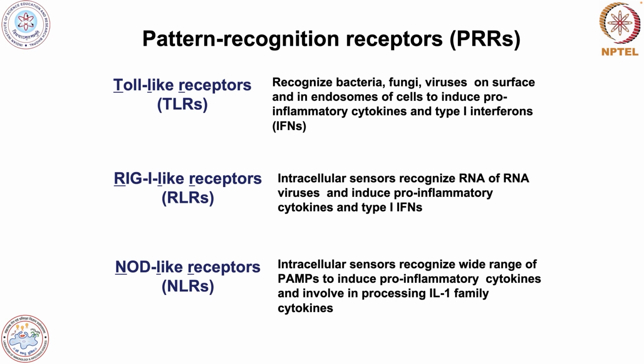the cell upon sensing of some microbial PAMP. PAMP is basically pathogen associated molecular pattern. So upon sensing, these sensors basically induce either inflammatory cytokines and or they will make some multi-protein complex, and then it will play an important role in production of IL-1 family cytokines.